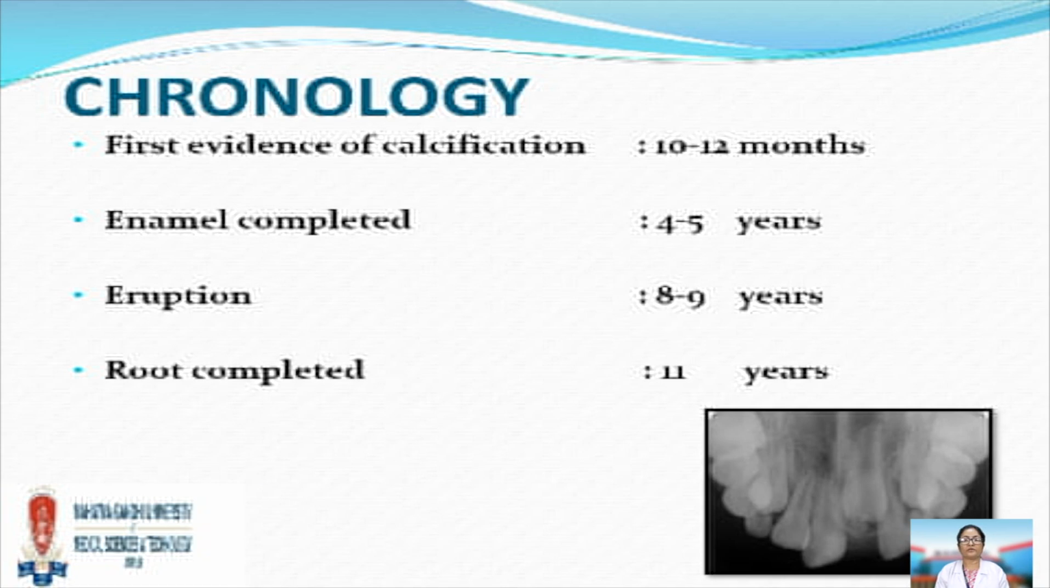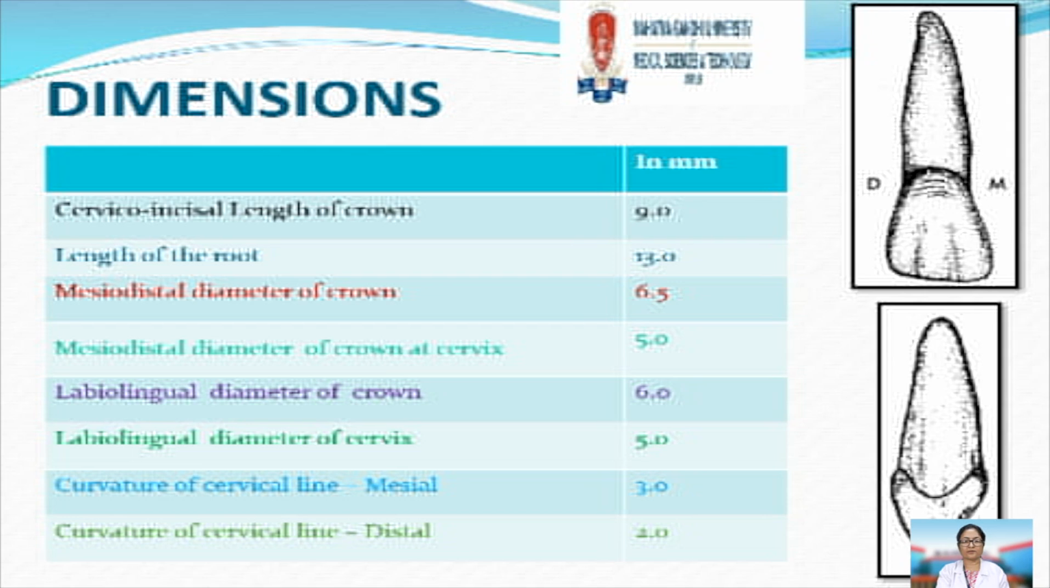Chronology. The first evidence of calcification occurs at the age of 10 to 12 months. Enamel is completed at the age of 4 to 5 years. Eruption occurs at the age of 8 to 9 years, and the root is completed at the age of 11 years. Dimensions. The cervico-incisal length of the crown is 9 mm.